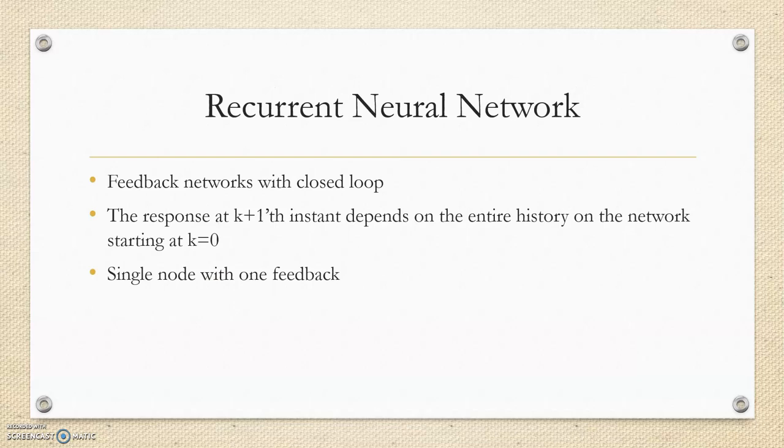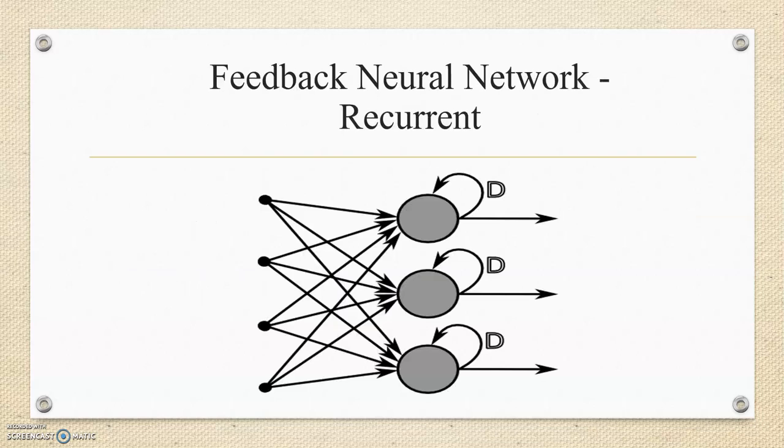Recurrent neural network is a type of feedback neural network. Feedback networks with closed loops are called recurrent networks. The response at the (k+1)th instant depends on the entire history of the network starting at k equals 0. The recurrent neural network can be a single node with its own feedback, competitive nets where the nodes are interconnected, single layer recurrent networks, and multi-layer recurrent networks. This diagram is an example of single node with own feedback.